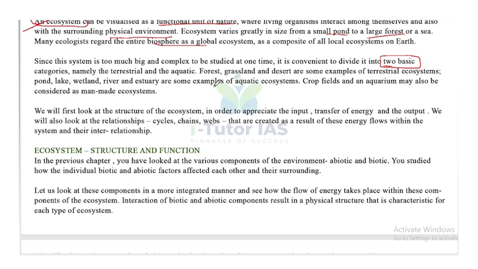That's why we are dividing it into two basic categories, namely terrestrial and aquatic. Forest, grassland and deserts are some examples of terrestrial ecosystems, while pond, lake, wetland, river and estuaries are examples of aquatic ecosystems. Crop fields and an aquarium may also be considered as man-made ecosystems.